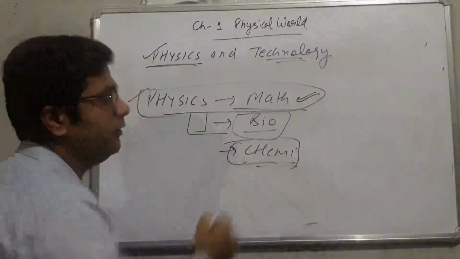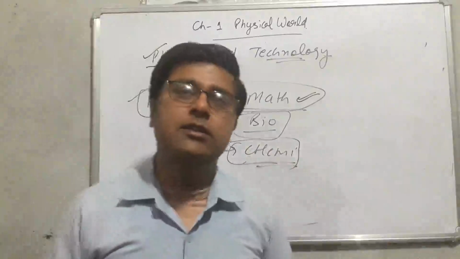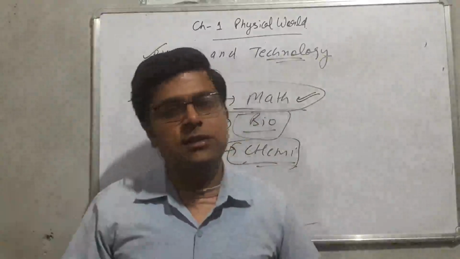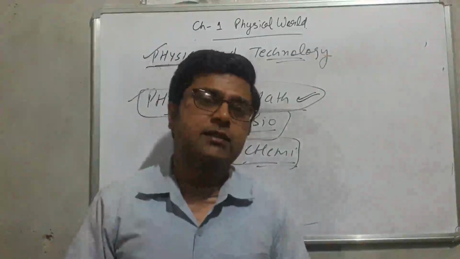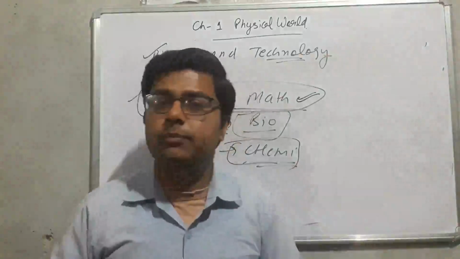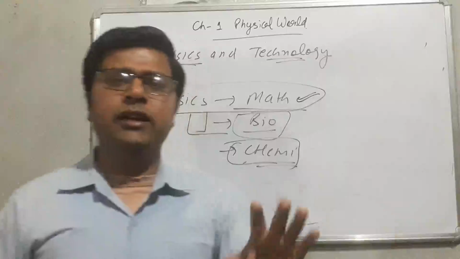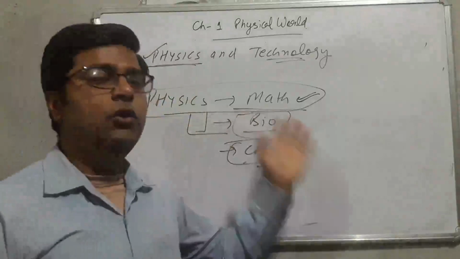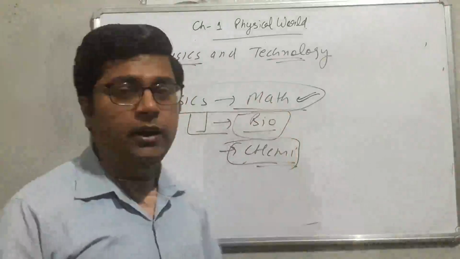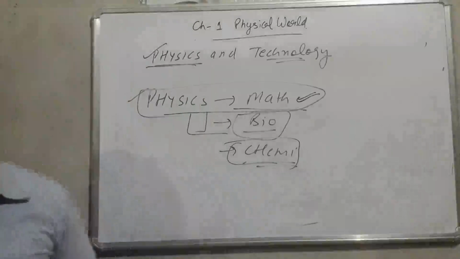Similarly, physics is related to chemistry. In chemistry we discuss the basic structure of atoms and crystal structures and many things, and these crystal structures are investigated with the help of basic principles of physics. So directly or indirectly, physics is related to maths, biology and chemistry as well.